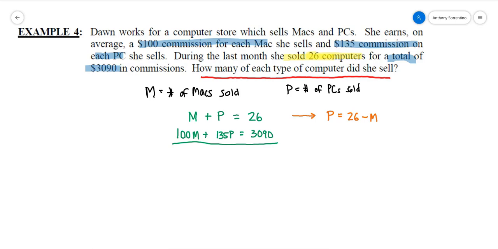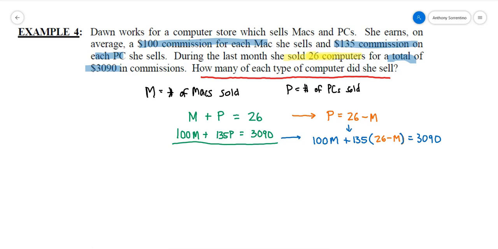Because now what I'm going to do is use this and substitute into the bottom equation. So when I rewrite the equation, I'm going to have 100m plus 135, and I'm going to replace p with what it equals, equals 3090. I'm going to simplify this equation before I start trying to solve for m, because I want to get m alone on one side.